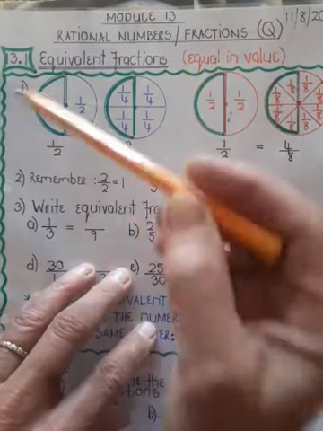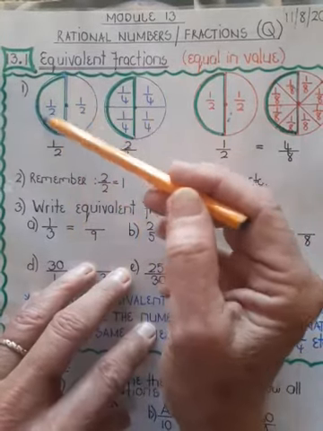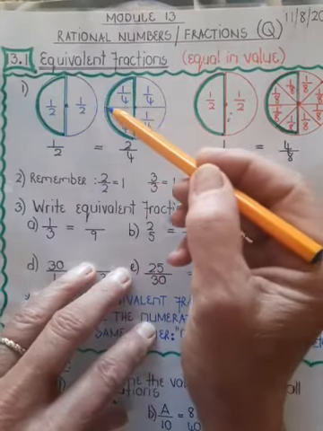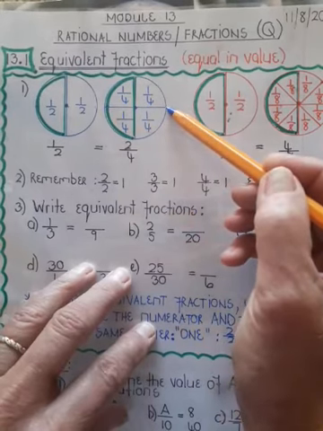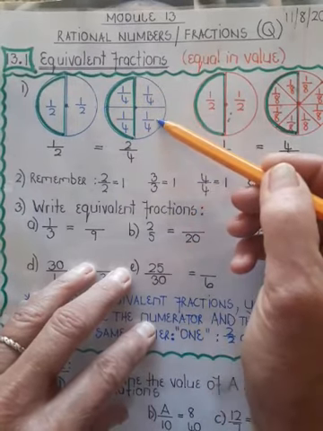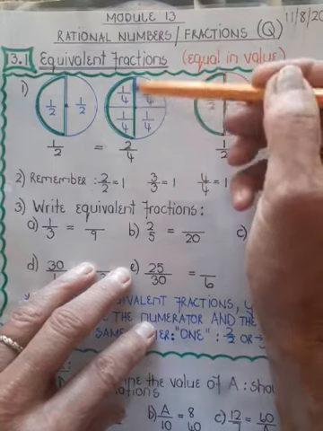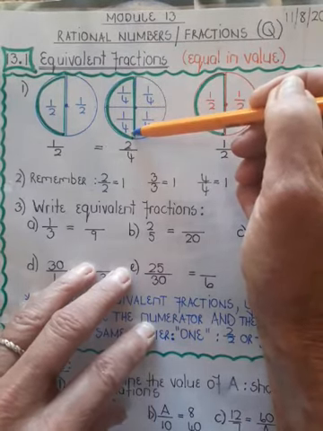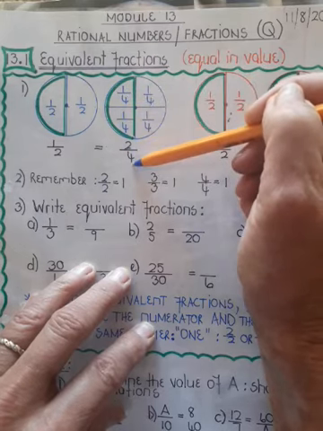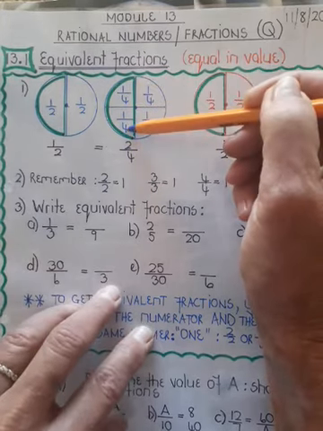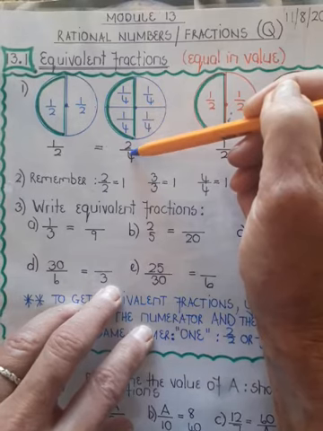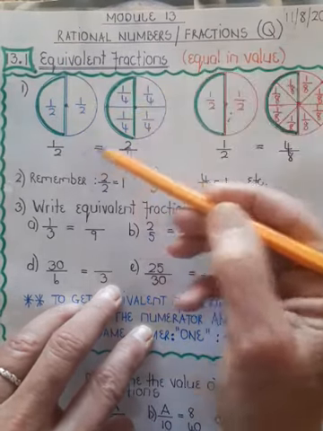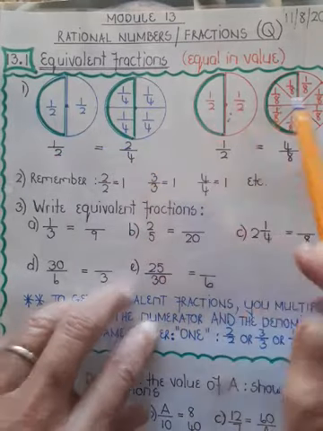Let's look at the pizza. Here is half of the pizza is green. But when I divide this pizza again in half, then there's 4 pieces in the pizza. But this piece on the left is still half of the pizza, but now it's also 2 quarters of the pizza. Those 2 quarters are exactly the same size or value as 1 half, and this is called equivalent fractions.